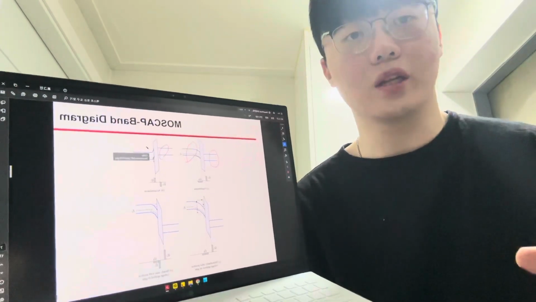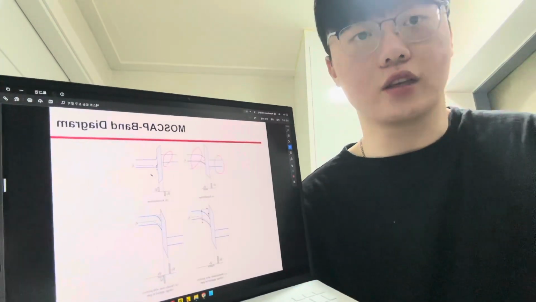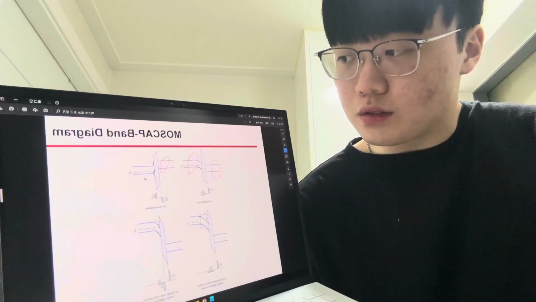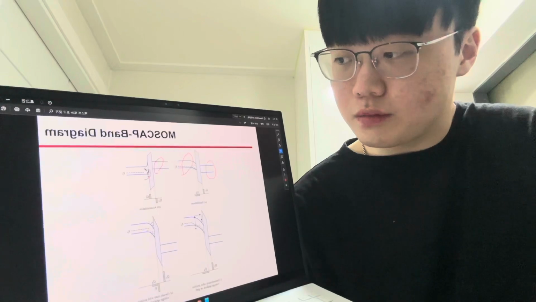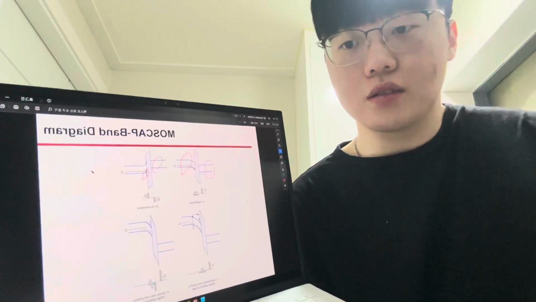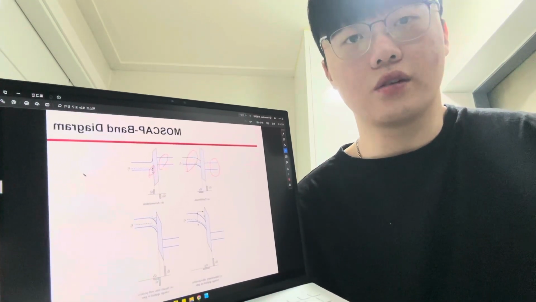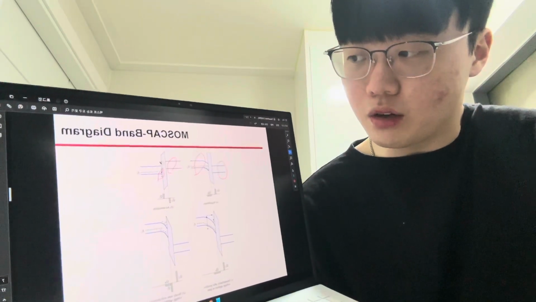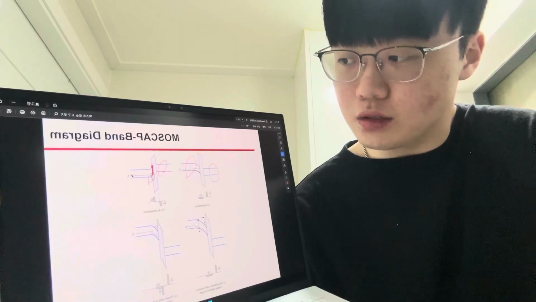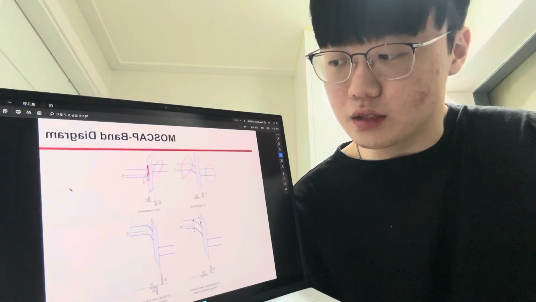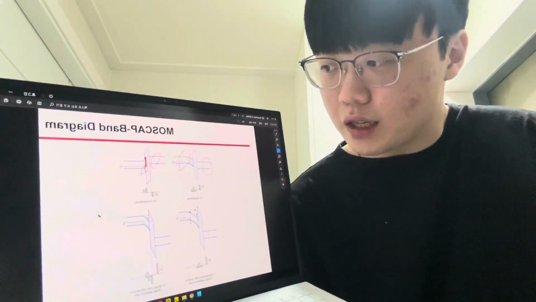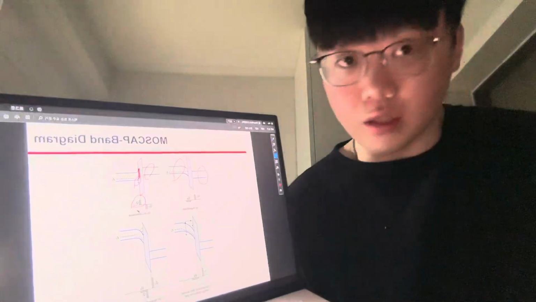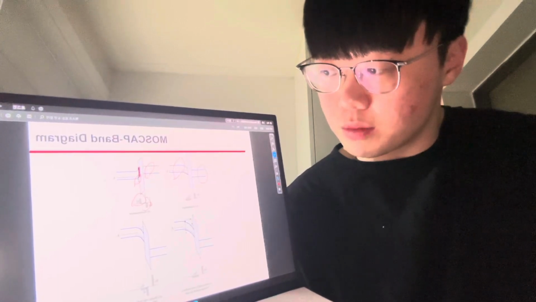silicon's energy band goes up because there are a lot of electrons, and so the positive holes gather around here. So we call this situation accumulation, and we can see that the charge here seems to be positive and the charge here seems to be negative.